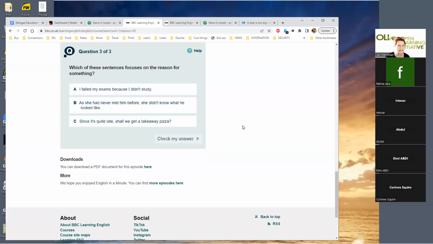Right. So, which of these sentences focuses on the reason for something, as opposed to the outcome? B? See, yeah, why they... It's a really awkward question, isn't it? I probably should have skipped this today. All right. Well, let's see.